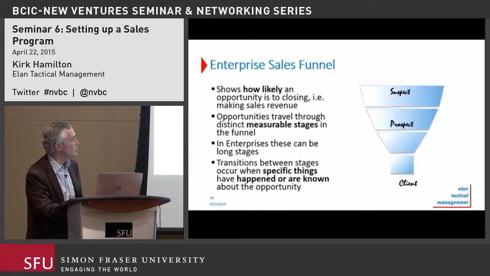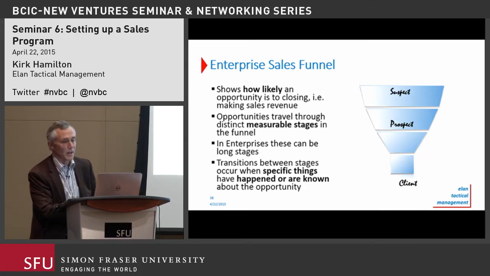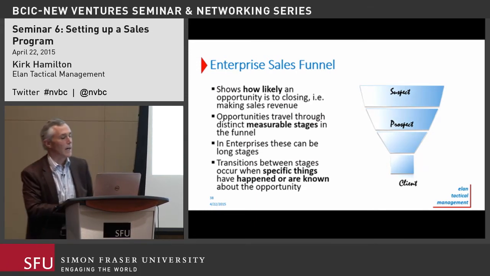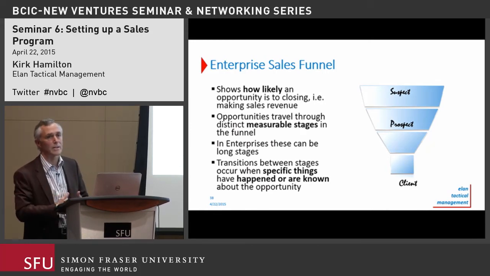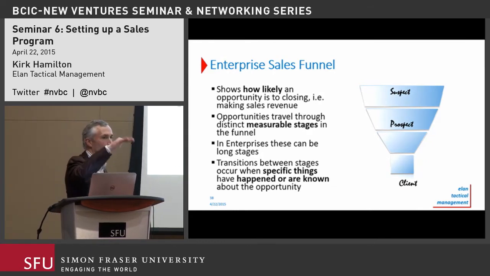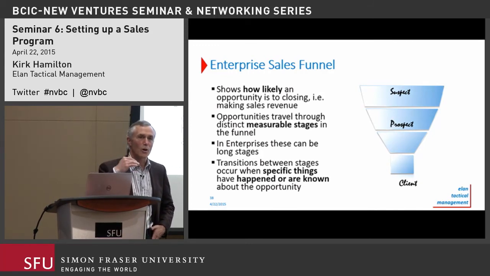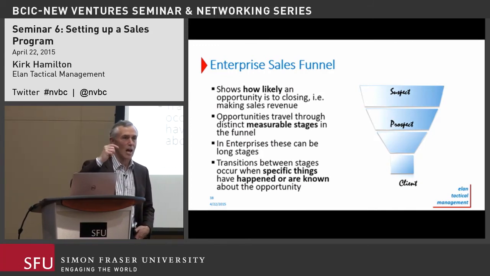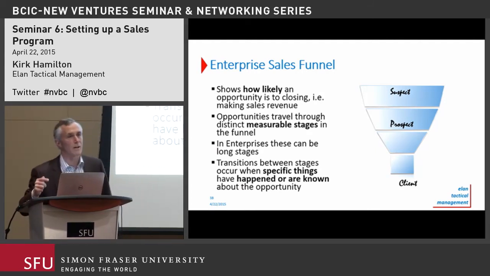So in an enterprise sales funnel, we typically refer to the suspect, prospect, and client stages. That's the simplest form. More complex sales may have multiple forms. And you typically want to break down your funnel into areas where you know activities are going to happen in a short period of time so that you can understand whether progress is being made or not.